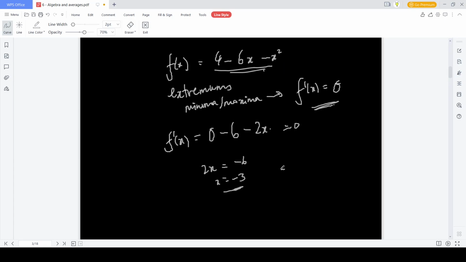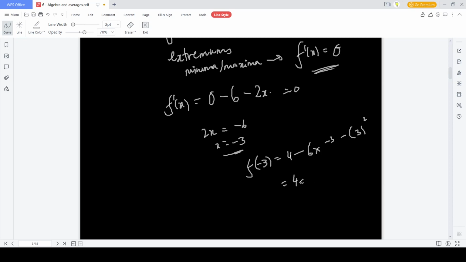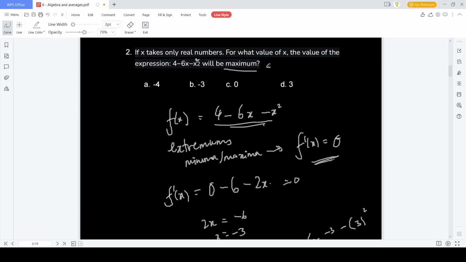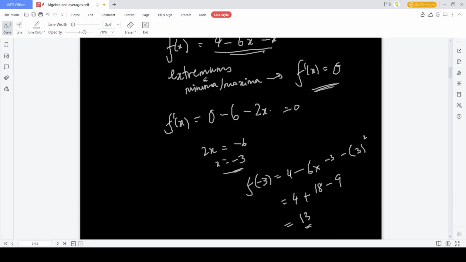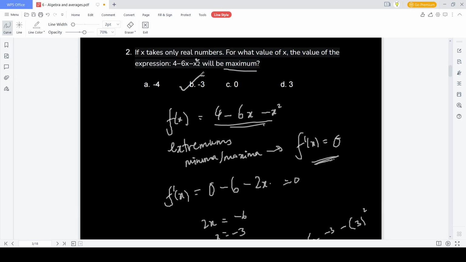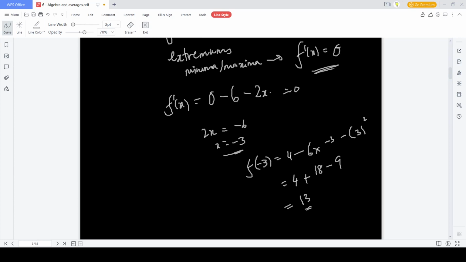Now I'll put in minus 3 and check. So the function value for minus 3 is nothing but 4 minus 6 into minus 3 minus 3 square. That is nothing but 4 plus 18 minus 9. This comes as 9, and 9 plus 4 is 13. So 13 is the answer. But they're asking for what value of x will it be maximum. So we already found that as minus 3, and the value of the function where it is maximum is nothing but 13.